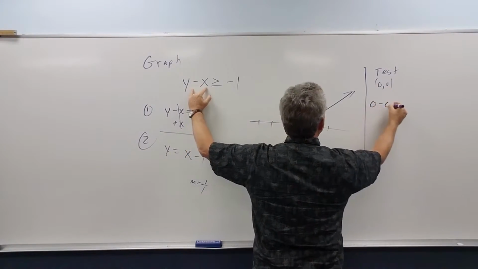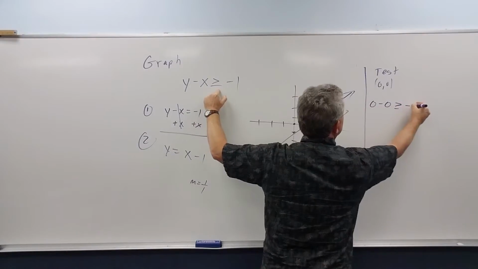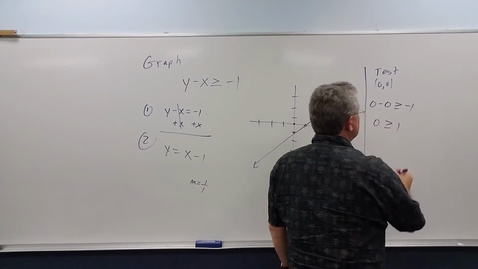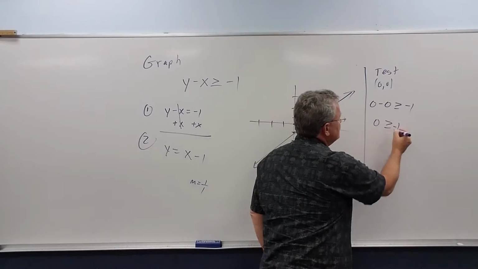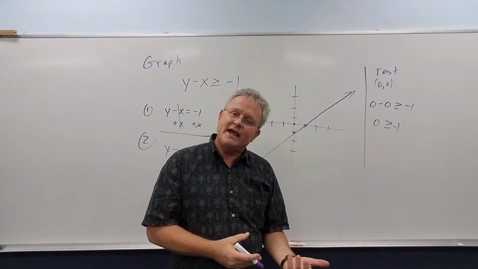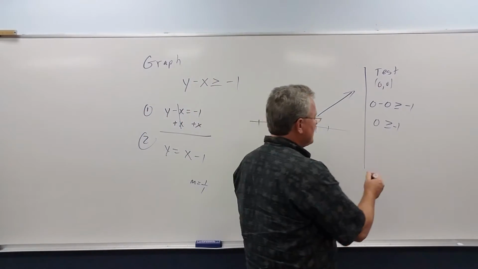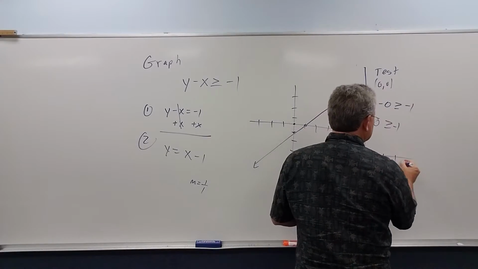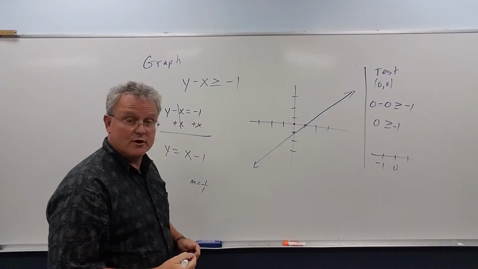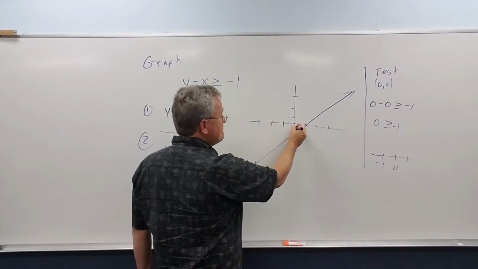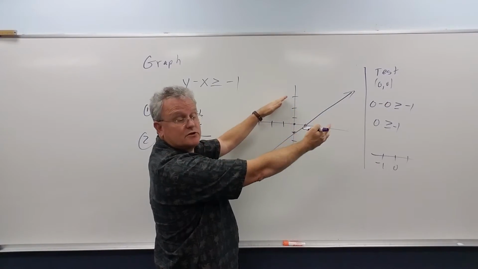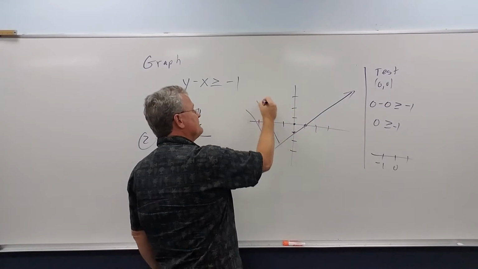So we get 0 minus 0 is greater than or equal to -1. 0 minus 0 is 0. And now the question is, is 0 bigger than -1? Well, it actually is, right? Because on the number line, 0 is to the right of -1, so 0 is bigger. It is true. So when I pick this point, that point is on this side. It worked, so that means all the points on this side will work.